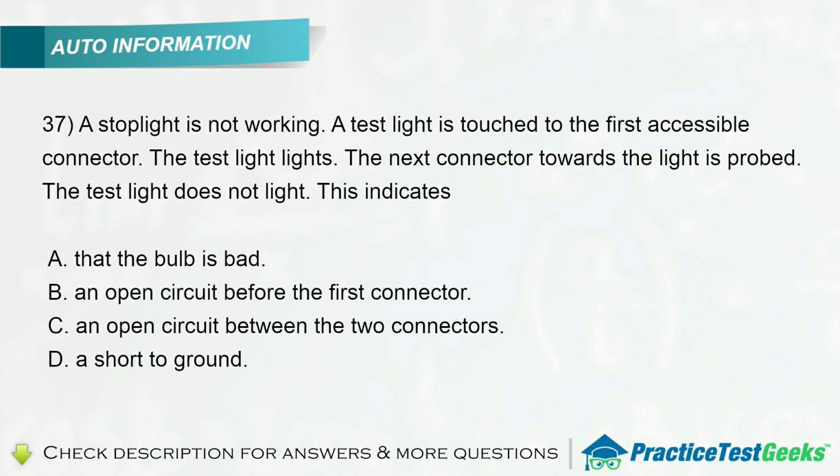Question 37. A stoplight is not working. A test light is touched to the first accessible connector. The test light lights. The next connector towards the light is probed. The test light does not light. This indicates A. That the bulb is bad. B. An open circuit before the first connector. C. An open circuit between the two connectors. D. A short to ground.